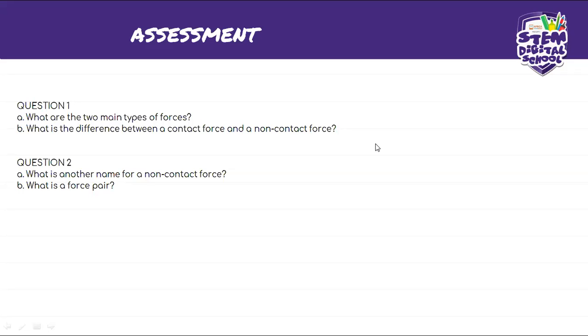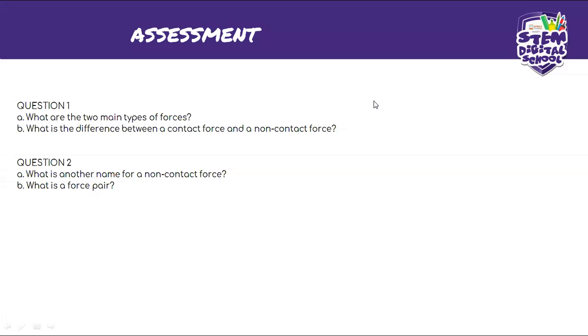You guys are now listening. Yes, let me see, Amraha. Contact and non-contact forces, that is correct. A contact force is any force that requires contact to occur. Perfect. Then a non-contact force is a force which acts on an object without coming physically into contact. That's great. Question two: what is another name for a non-contact force? Field force. That's fantastic.